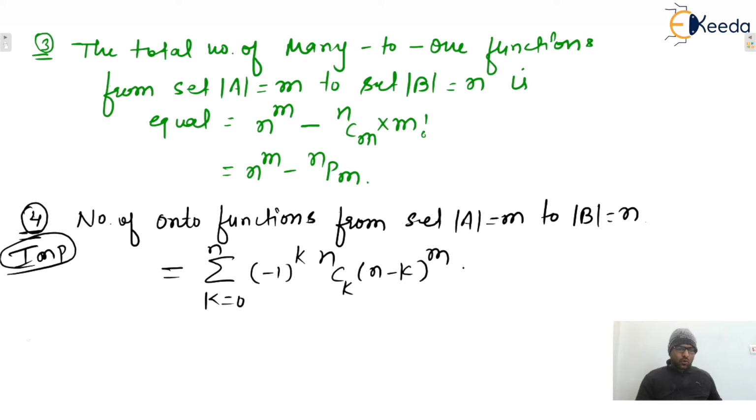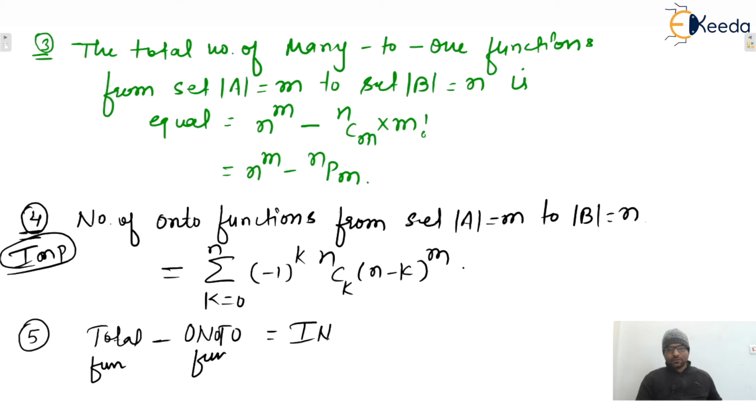And we can say that total functions minus onto functions will be equal to into functions. Why? Because every function is either onto or into. Yes or no? So out of total, if we subtract onto, then we will get into functions. Isn't it? Okay. Next one, the last one.